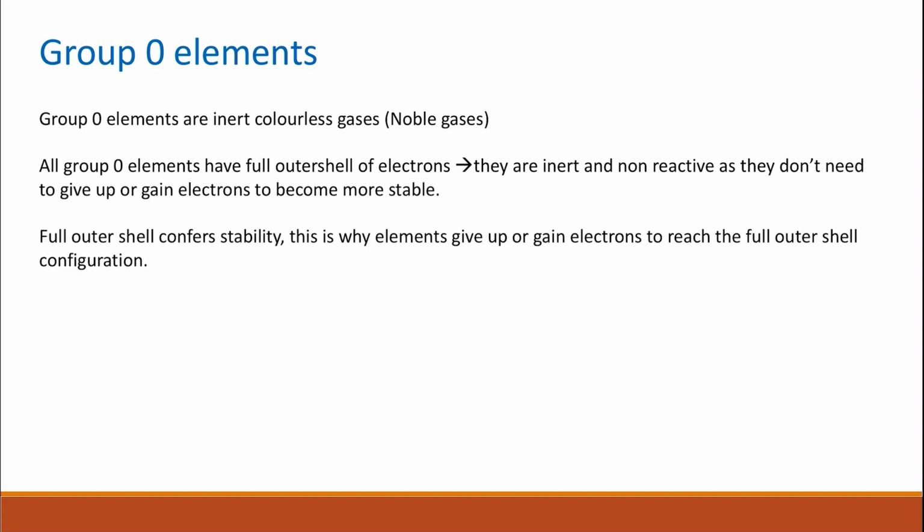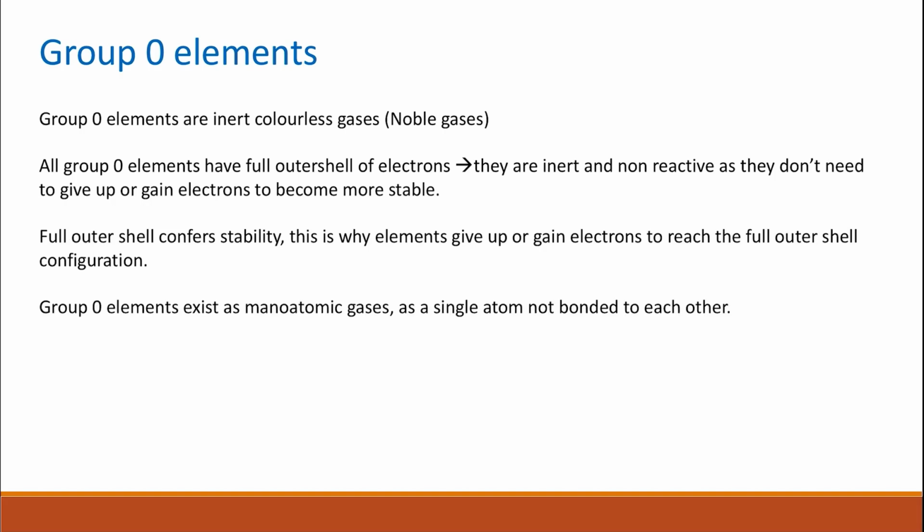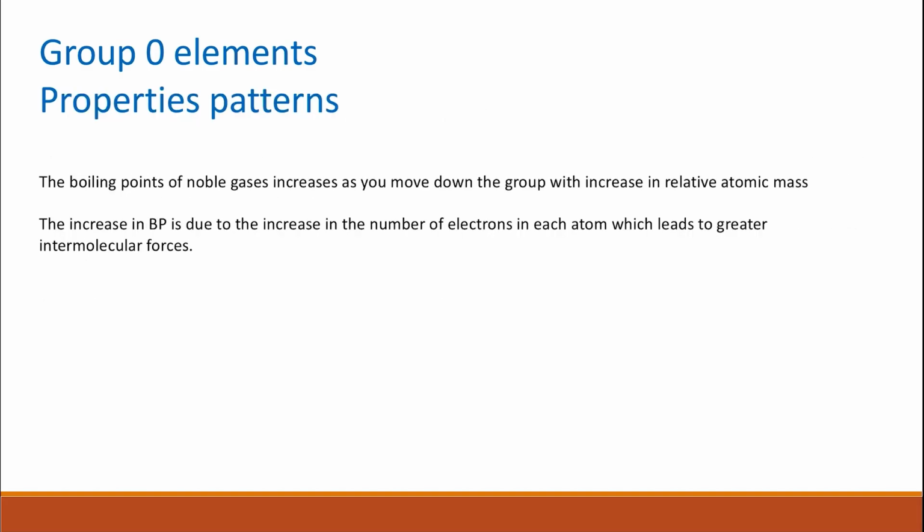Because they have a full outer shell, the full outer shell confers stability for the element. So these elements are non-reactive, they are inert, they don't tend to gain or lose electrons because they are already stable, so they will not take part in any reaction. This is why they also exist as monoatomic gases. As single atoms, they are not bonded to each other because they don't need to, because they already have a full outer shell of electrons.